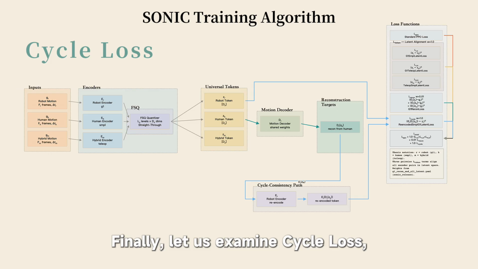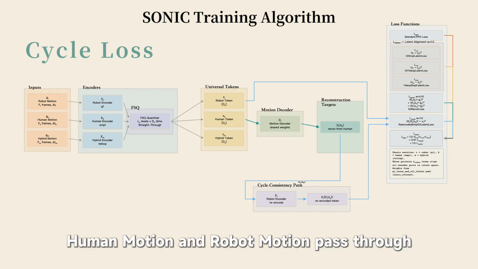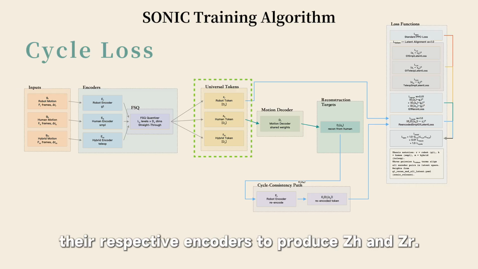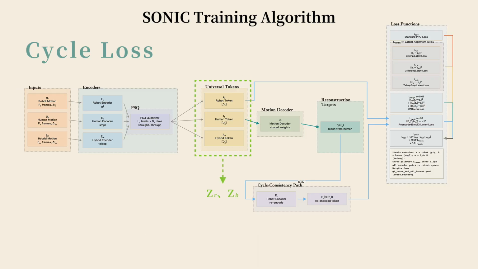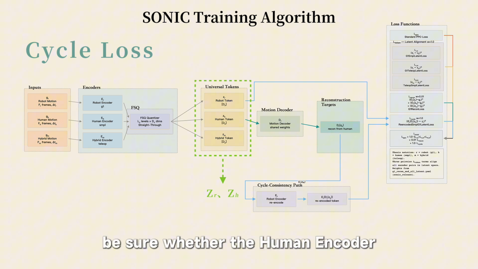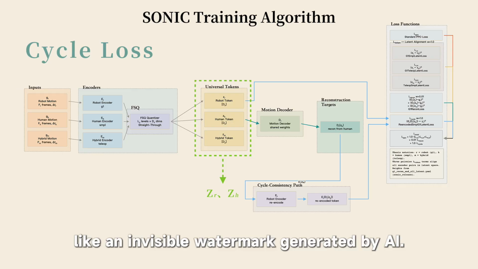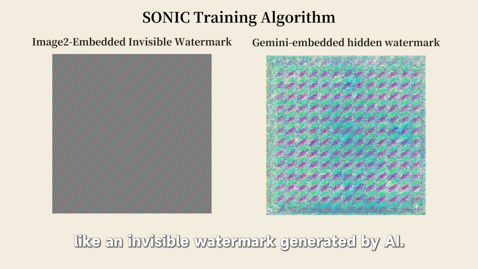Finally, let us examine cycle loss, literally meaning cycle consistency. It is a crucial step in keeping the motion intent from drifting. Human motion and robot motion pass through their respective encoders to produce ZH and ZR. Although we know they correspond to the same action in the dataset, we cannot be sure whether the human encoder introduced special noise during compression, like an invisible watermark generated by AI.